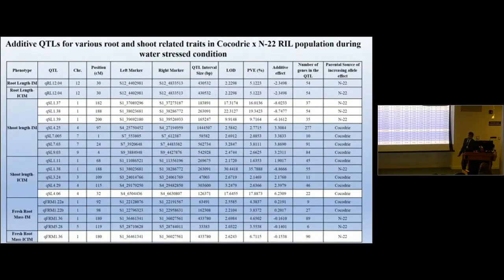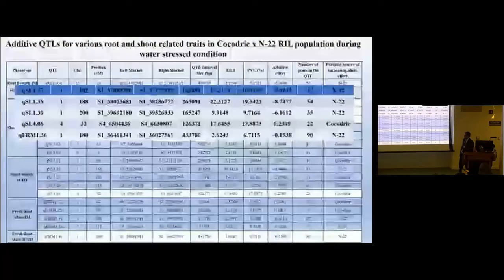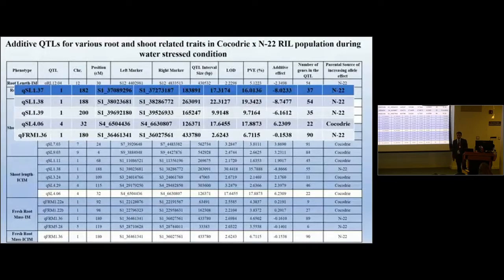These are the list of the QTLs that we have identified. A total of 33 QTLs we identified for 8 agronomic traits. For root length, which we consider the most important for drought, we have one QTL identified at chromosome number 12, and it has not much phenotypic effect, only 5% of phenotypic effect. Besides this, we have a lot of other QTLs that have very good phenotypic variance, like for shoot length on chromosome 1 at the 37 MB region and chromosome 1 at the 38 MB region. So these have a lot of phenotypic variance, 16, 19, 17% for shoot length.